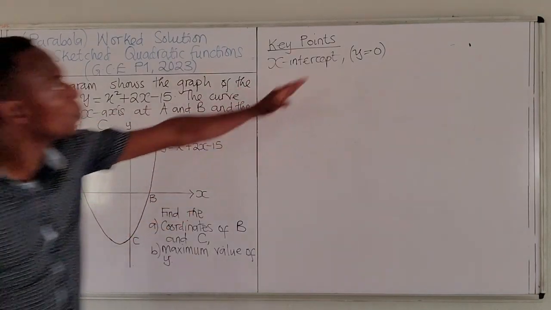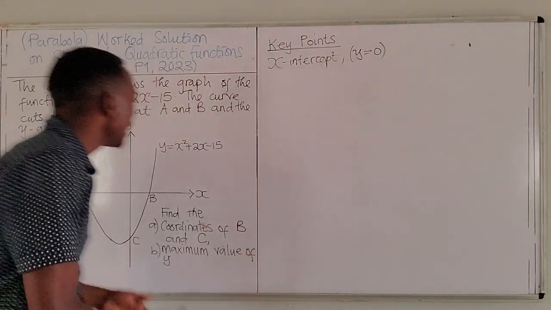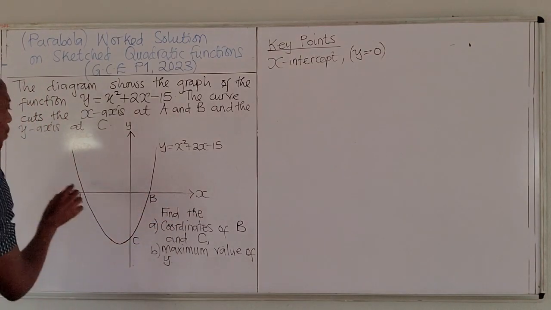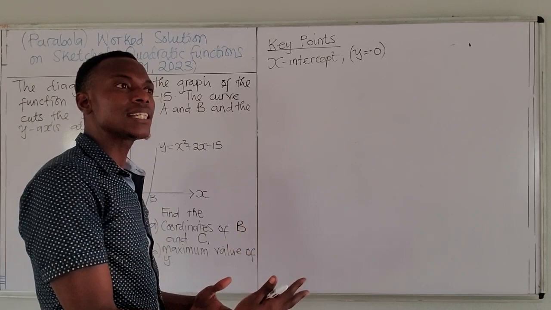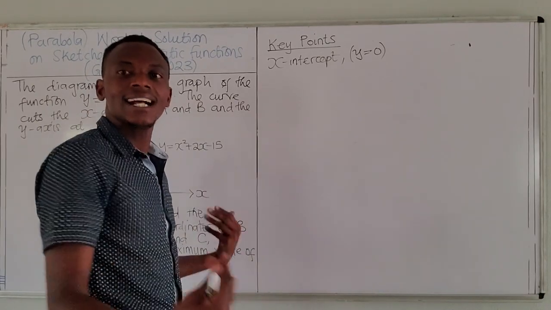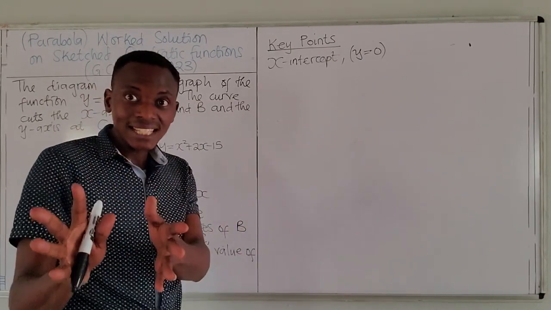Why do we set y equal to 0? Because at any given point along the x-axis, y is equal to 0. And this graph is intersecting with what? The x-axis. So that's the idea.